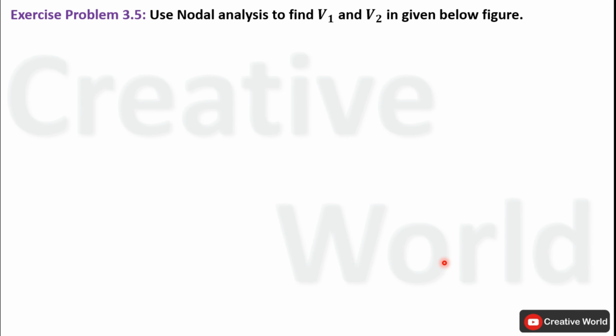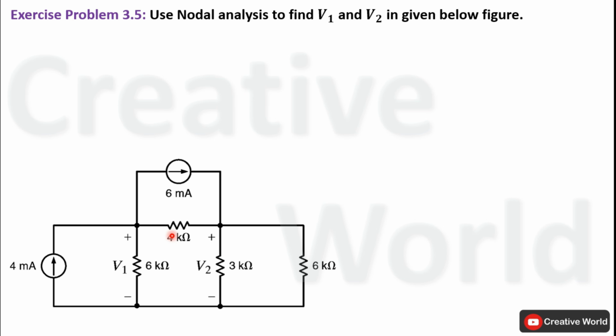Exercise problem number 3.5. Use nodal analysis to find the value of voltage V1 and V2 in the figure given below. This is the circuit diagram of the given problem. Inside this network, we have to find the value of voltage V1 and V2 using the nodal analysis technique. So without wasting time, let's proceed towards the solution of the network.